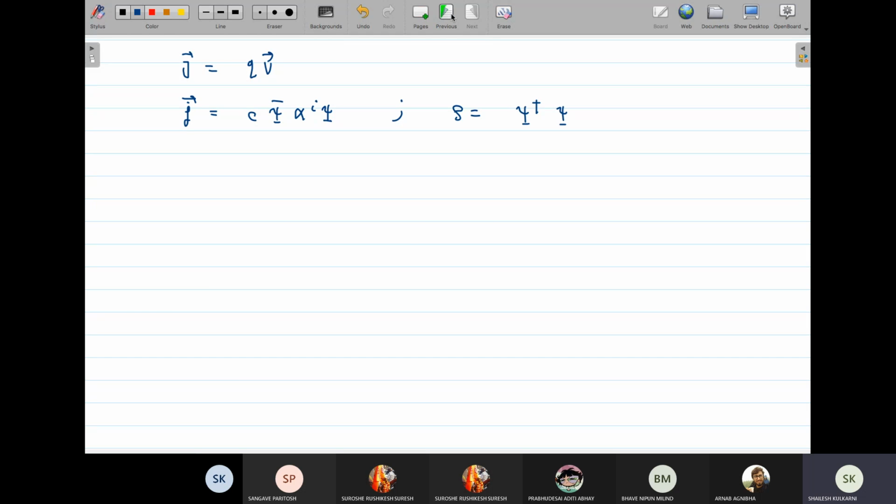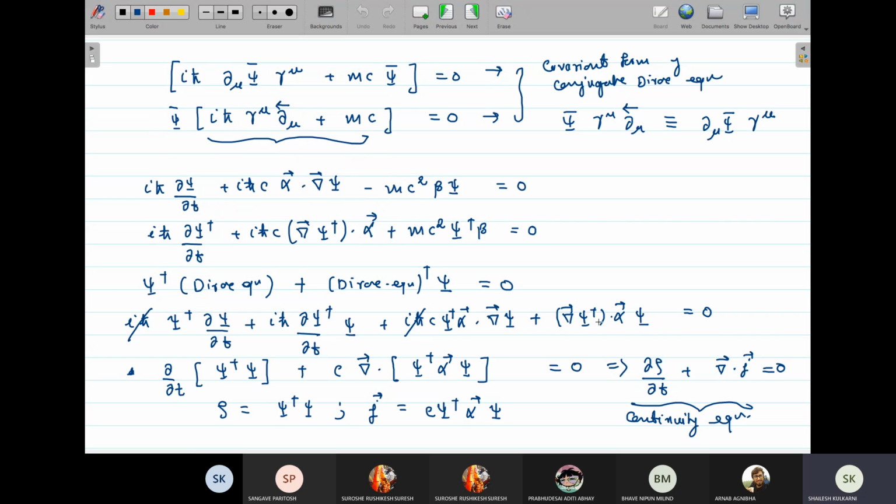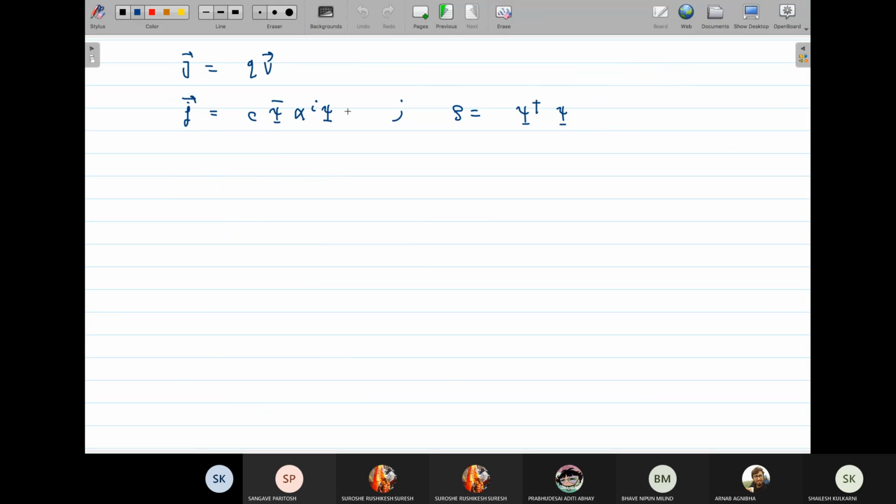So here also I should write dagger instead of this bar. I should write dagger: psi dagger, C psi dagger, alpha I psi, and our rho was psi dagger psi.